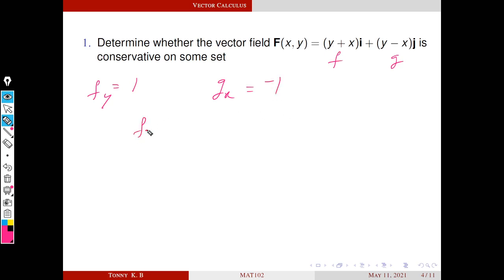It is clear that f_y is never equal to g_x for any x, y, because f_y is always 1 and g_x is always -1, whatever the value of x and y. They are never equal. So this function doesn't satisfy the condition f_y = g_x at any point. What is the conclusion? There is no point in the xy plane such that this function satisfies this condition. So this is not a conservative vector field on any set.